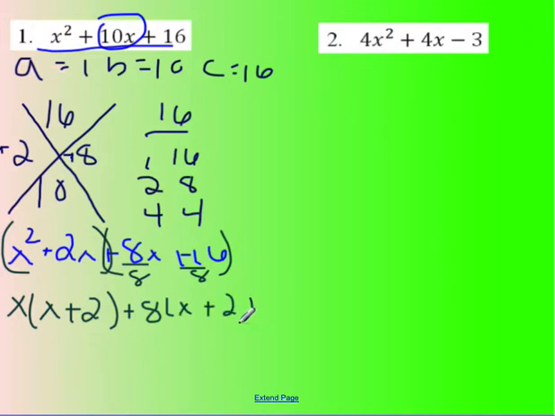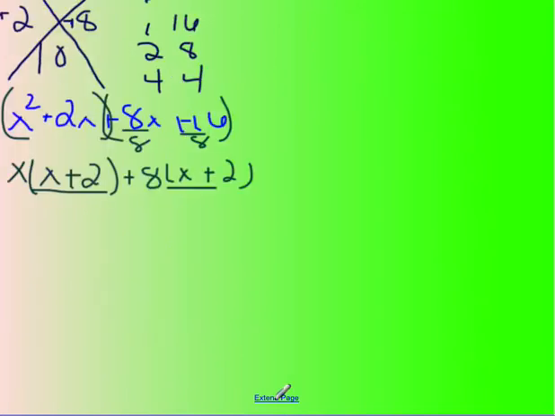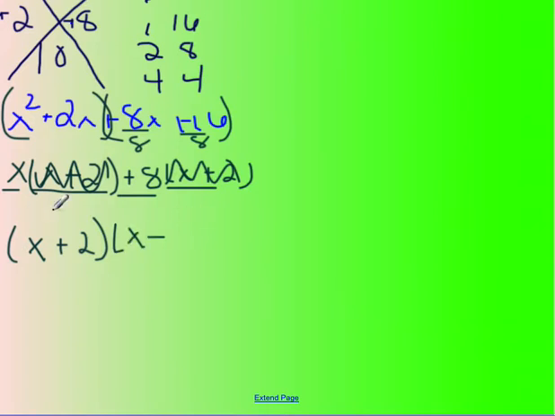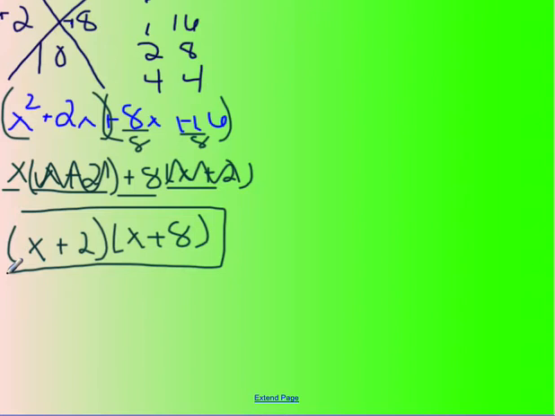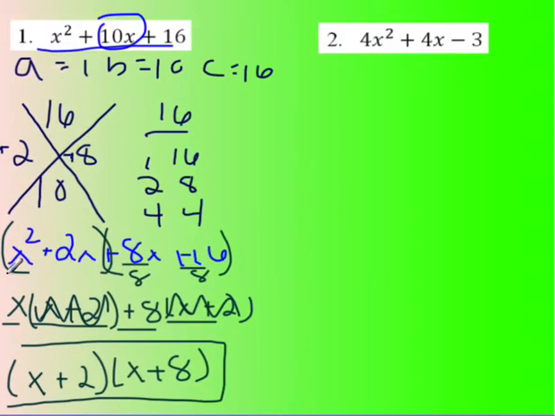So now if you notice, our leftovers here are matching. So what we can do is factor those out, we're left with x plus 2. So once we factor that out, we're going to write what's left after that, which is x plus 8. So this right here is your final answer. So we have x plus 2 and x plus 8 for number 1.